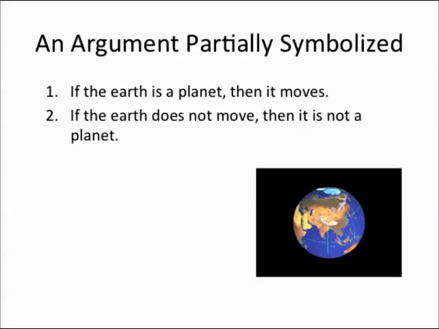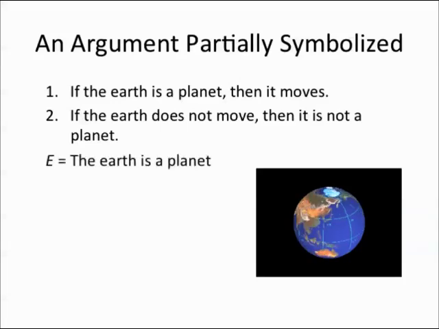Let's try to symbolize our argument. If the Earth is a planet, then it moves. If the Earth does not move, then it is not a planet. What's the first complete proposition we encounter here? It's the statement, the Earth is a planet. Note that I'm not yet trying to symbolize the if-then connective. My first job is to symbolize the simple statements within each compound proposition that the argument contains. So how do I do this?